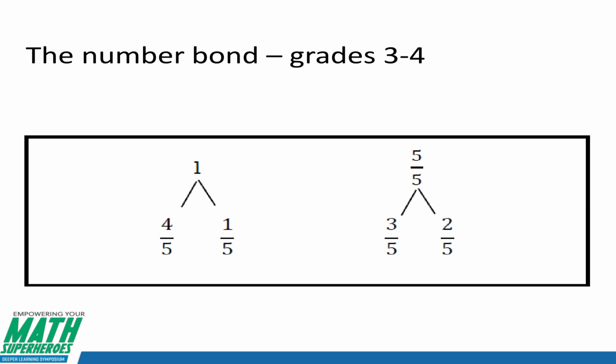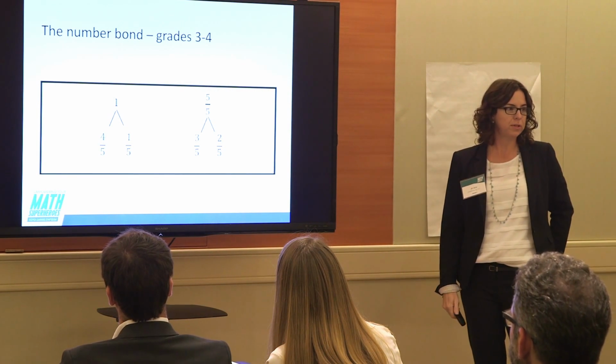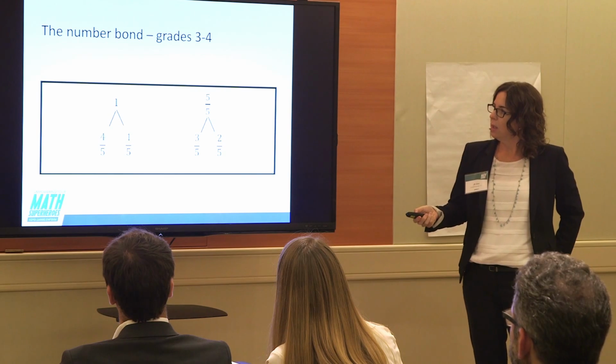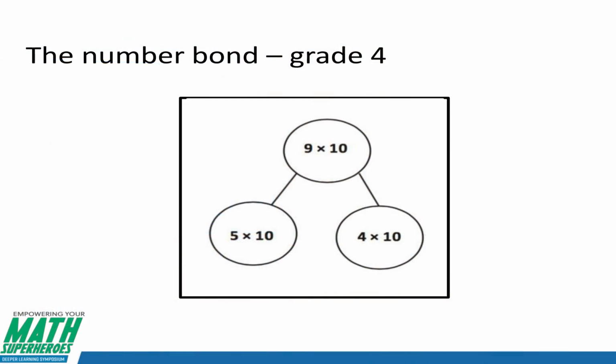That's a really healthy practice. Students usually start by breaking up into 5 unit fractions, so 1/5, 1/5, 1/5, 1/5, 1/5, and then experimenting with what are all the other ways I could break up a whole into fifths. Also in grade 4, thinking of it in terms of sort of a distributive property, 9/10 can be broken up into 5/10s and 4/10s.